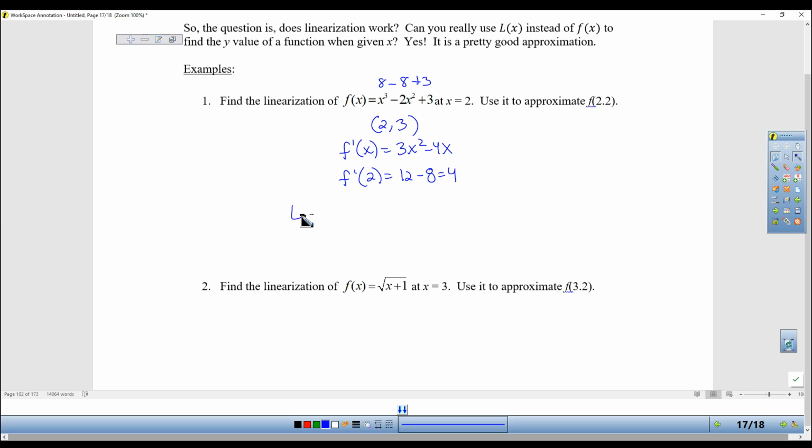So my linearization, so instead of calling it y, I'm going to call it linearization, is 4 times x minus 2 plus 3. No, you do not have to change the order of it. You can still leave it like that. In fact, I'm just going to multiply it out. 4x minus 8 plus 3, 4x minus 5.